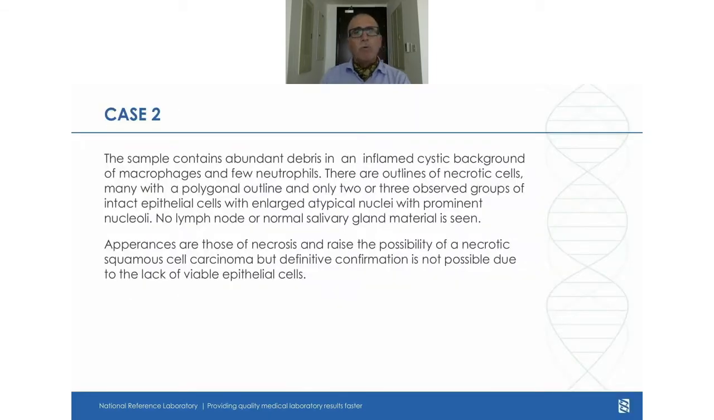So this sample, in summary, contains abundant debris in an inflamed cystic background with macrophages, few neutrophils, outlines of possibly necrotic cells or poorly preserved cells, many with a polygonal outline, only 2 or 3 observed groups of intact epithelial cells with enlarged atypical nuclei, and that can be very subjective because this is poorly preserved material. No lymph node or normal salivary gland material is seen.